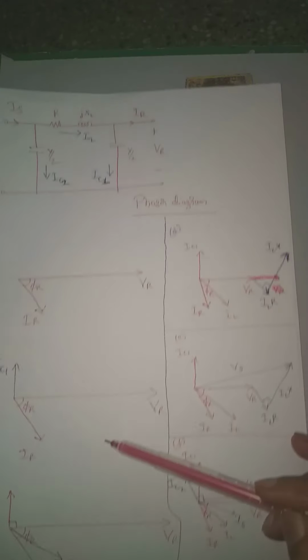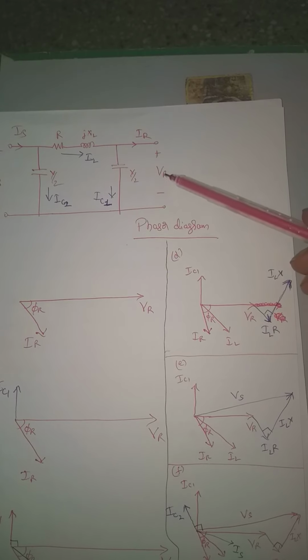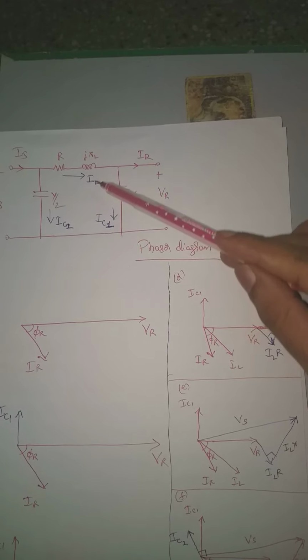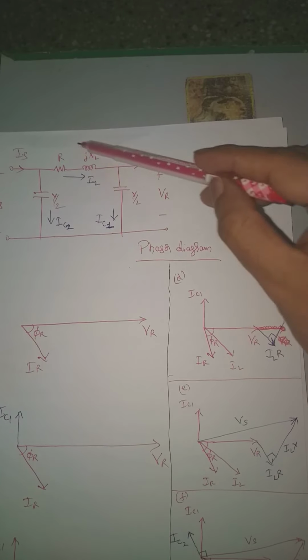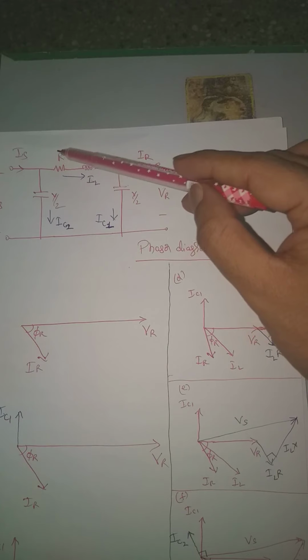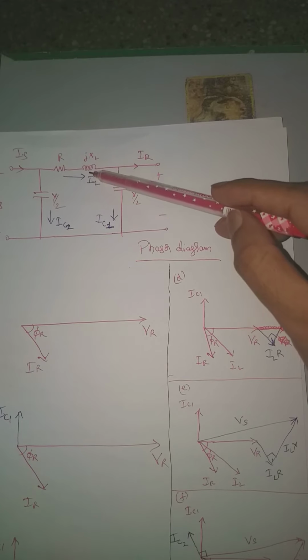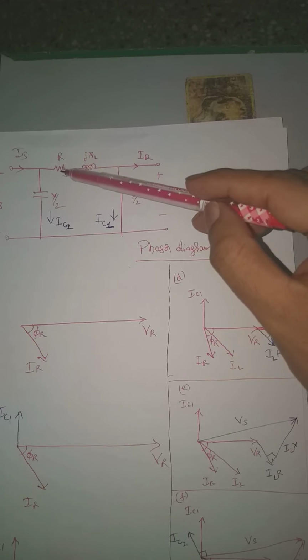Next, coming to step number 4, that is over here. Now I have finished representing VR, IR, IC1, IL. Next I should look for the voltage across this particular line. Voltage across this line is nothing but the voltage across the resistor plus the voltage across the inductor here. So current and voltage will be in phase for a resistor.